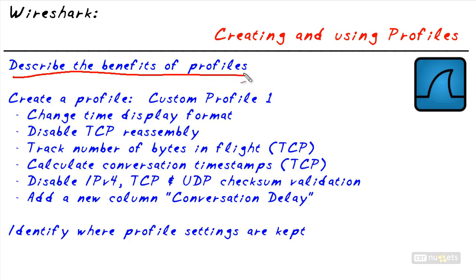We have all of our settings for a certain type of activity already set up, and then we switch over to that profile and poof, those columns show up that we want, the layout is the way we want it, and that, my friend, is the benefit of having a profile.